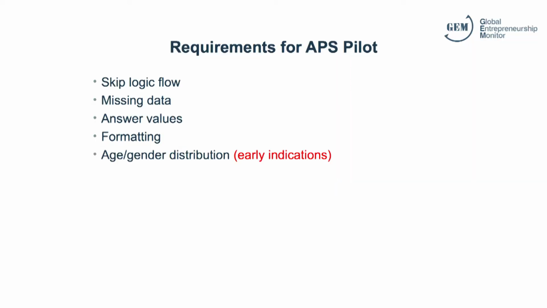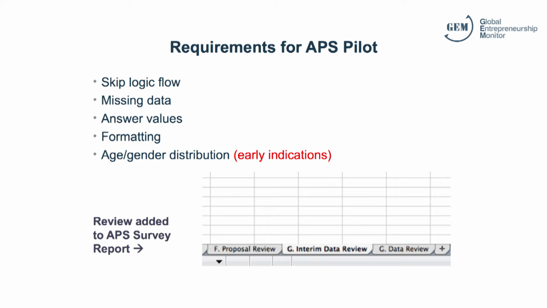Of course, in most cases, 100 or so respondents cannot allow us to determine if there are any problems in the methodology, which may compromise the final sample. So this will be presented just as an early indication for the team to monitor. Any problems will then be summarized and sent to the team in a new worksheet in their APS survey report.